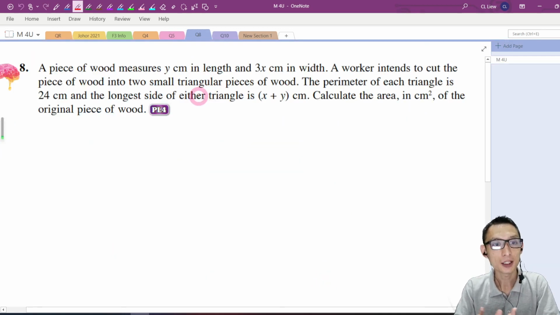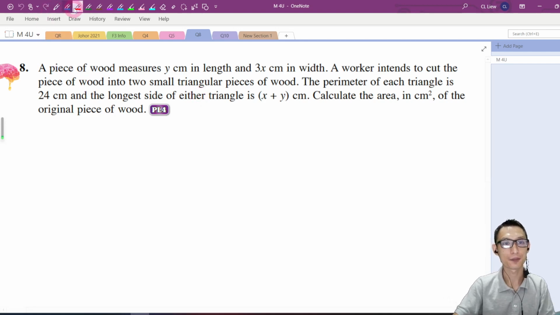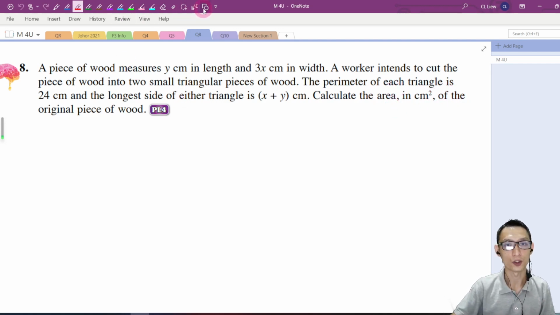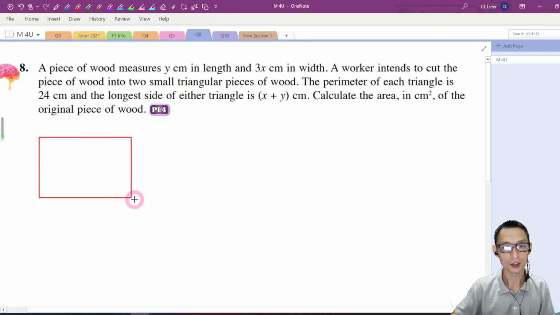Okay, now let's look at question number 8. A piece of wood measures y centimeter in length and 3x centimeter in width. A worker intends to cut the piece of wood into two small triangular pieces of wood. The perimeter of each triangle is 24 centimeters and the longest side of each triangle is x plus y centimeters. Calculate the area in square centimeters of the original piece of wood. Okay, let me sketch a diagram for you first. Let me just simply sketch a diagram.